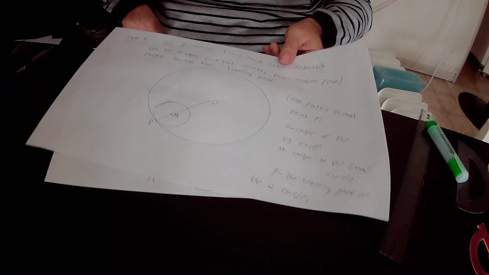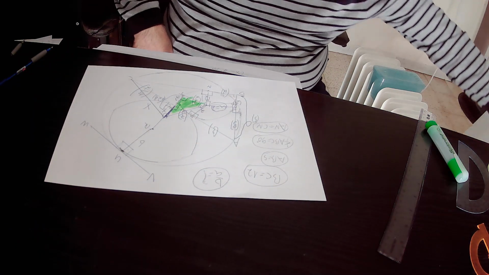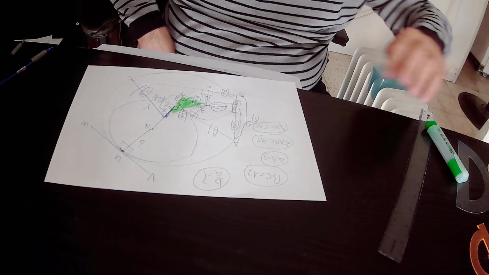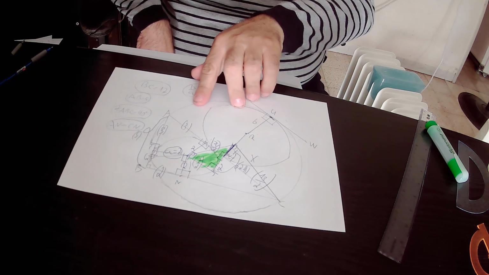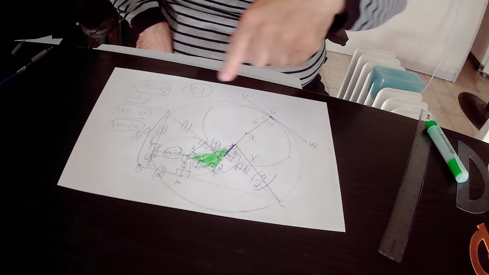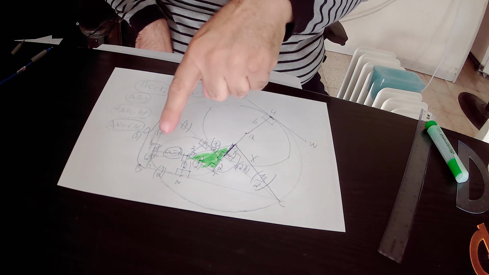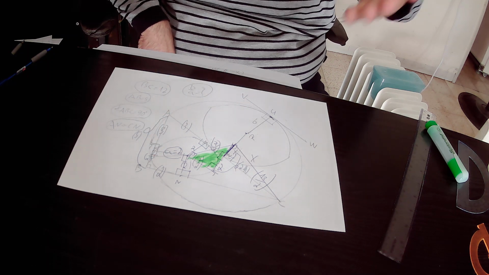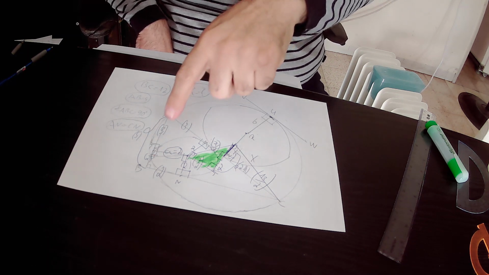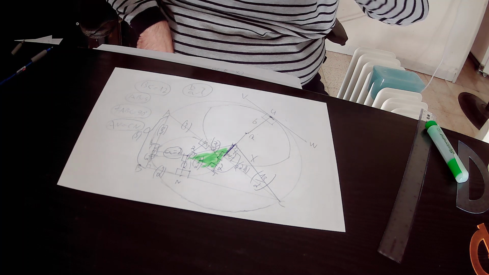Why? Because in our drawing, the smallest circle and the biggest circle have an internal touch between them at this point S. That is to say, they touch each other internally at point S.